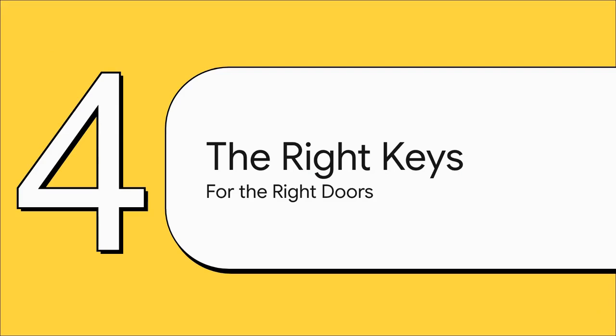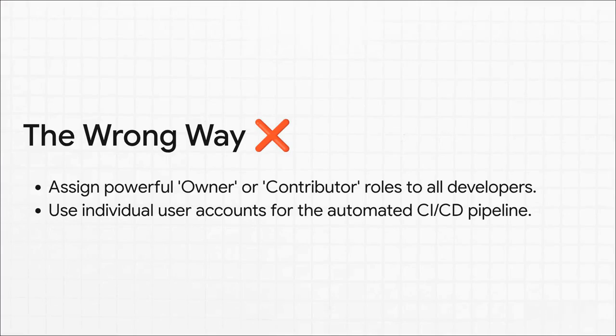All right, let's put it all together. Let's see how our team uses this who, what, and where formula to get the job done. And we'll start with a classic mistake people make all the time. Look, it's so tempting to take the easy way out, right? Just give every single developer the super powerful contributor role on everything. Problem solved. And for that automated deployment pipeline, just use Bob's account. He won't mind. It's fast, it's simple, and you've just left the front door of your fortress wide open. It is a huge security risk.